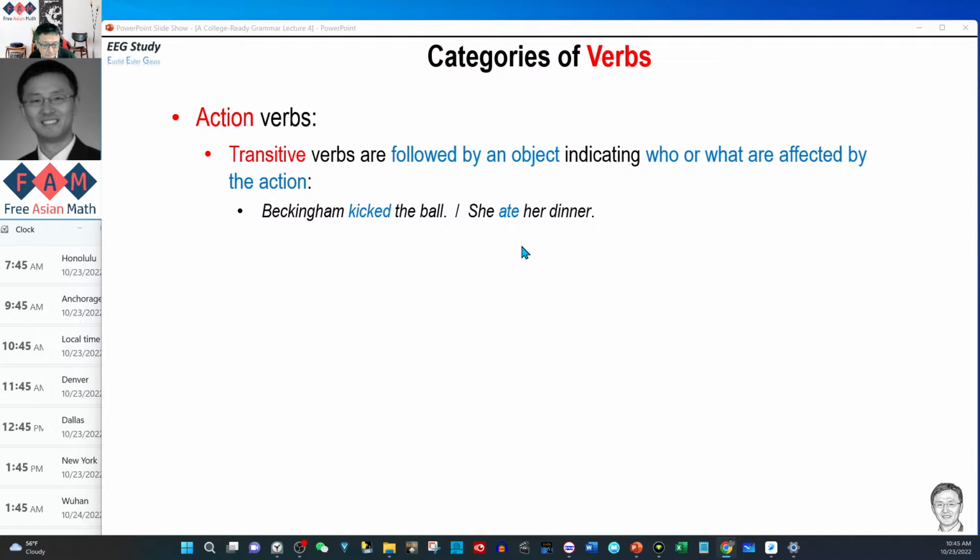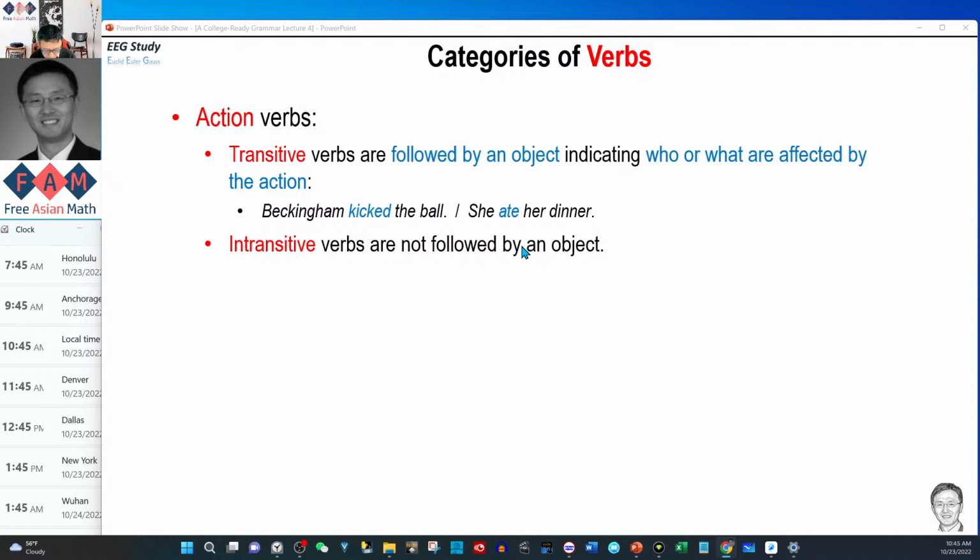She ate her dinner. Ate what? Ate dinner. Dinner is the recipient of this action. And she, here, is a pronoun pointing to a person, and in that sense, it's a noun. This person performed the eating action, ate dinner. Okay? It's very apparent. Then we have the intransitive verb.